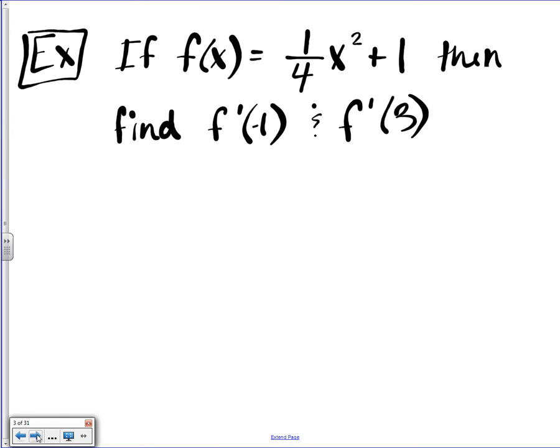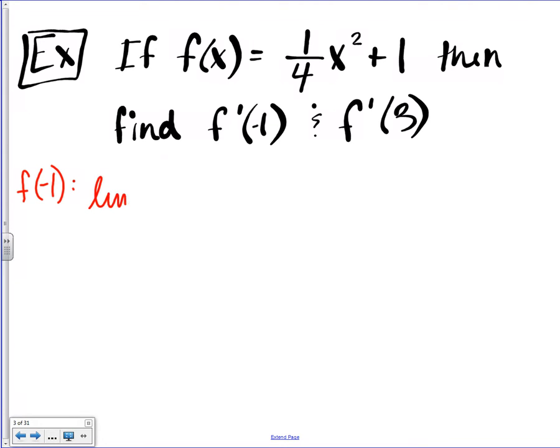So all of those things mean pretty much the same thing. Okay, so let's go ahead and try one. This is my function f of x. You can see it's a quadratic with the power of 2. I want you to find f prime of -1 and f prime of 3. So basically this is 2 problems in one. I want to find the derivative at -1, and I want to find the derivative at 3. So I'm going to use that definition that we just saw, definition 3.1. So I'll go ahead and do this first one here.